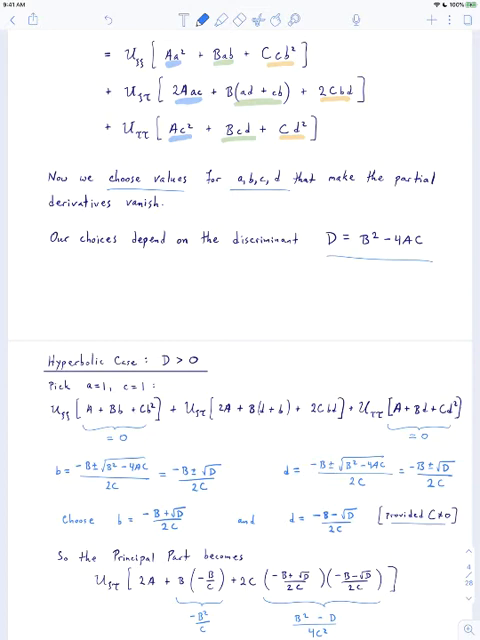So let's start with the hyperbolic case. The hyperbolic case is where the discriminant is greater than 0. We're going to choose lowercase a equals 1 and lowercase c equals 1 just to make things easier. So in these expressions, we're going to replace this a, that a, and also all of the lowercase c's with 1. If you do that, then you end up with this expression here.